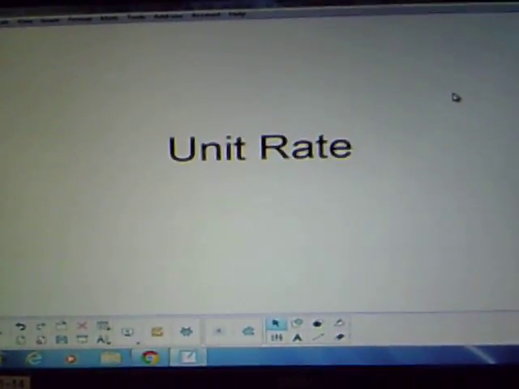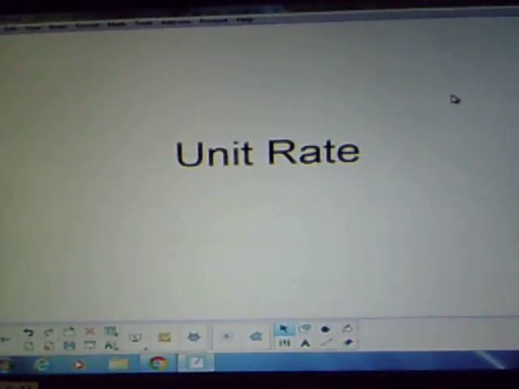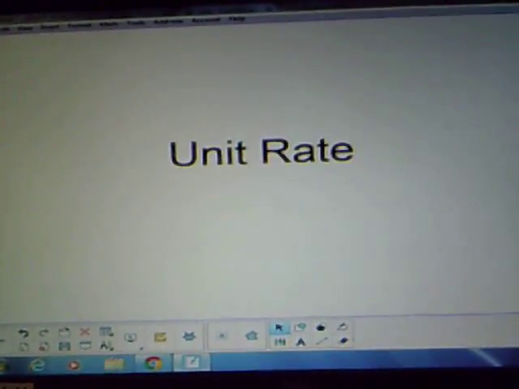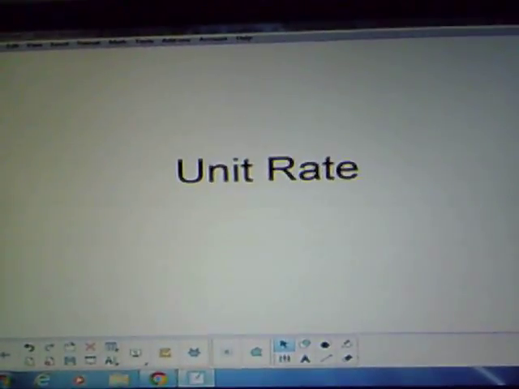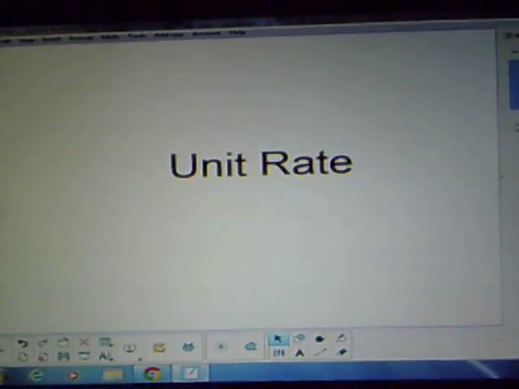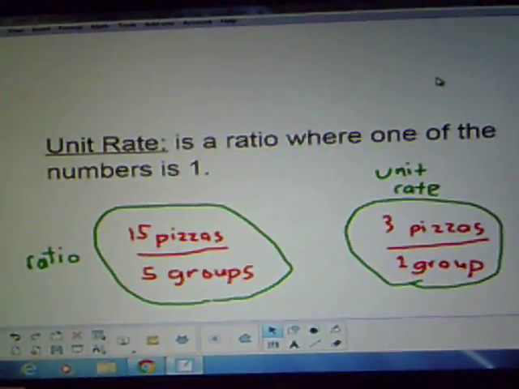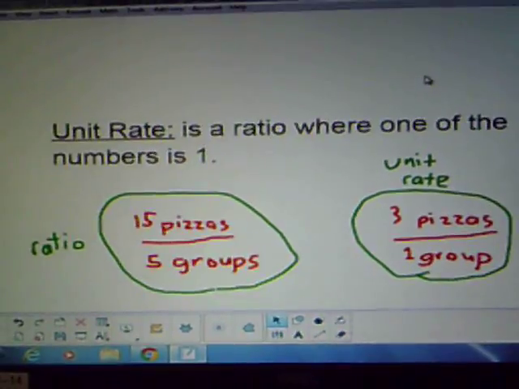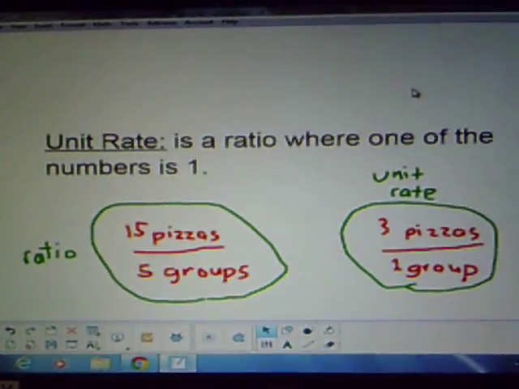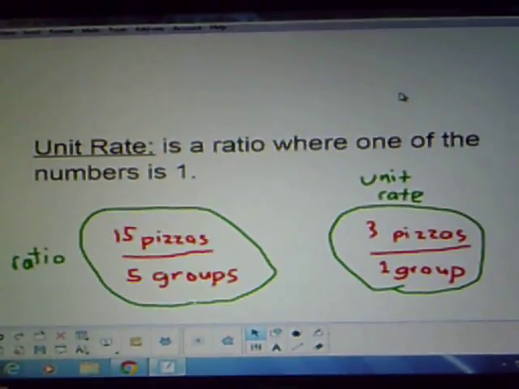Mr. Korn here. Today's video is going to be about unit rate. What is a unit rate? What's the definition? And how do we find the unit rate? First, let's start with the definition of a unit rate. A unit rate is simply a ratio where one of the numbers in the ratio is a 1.